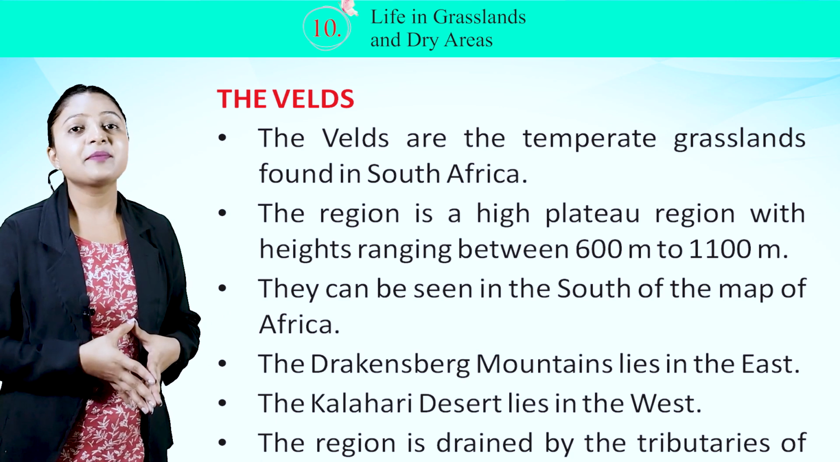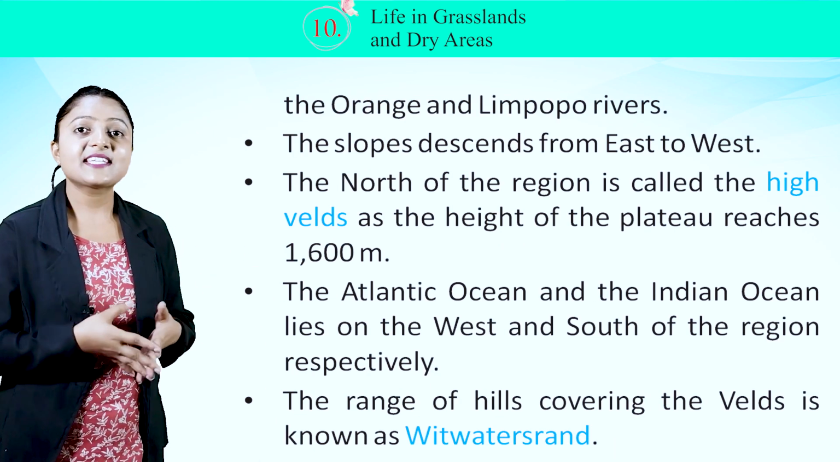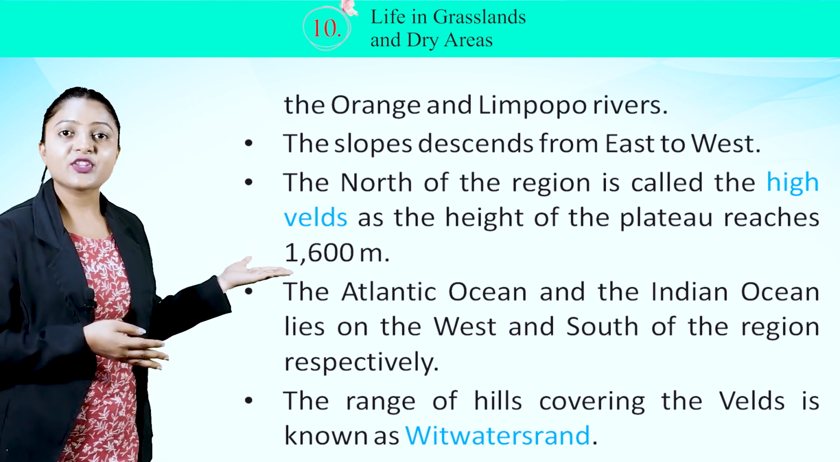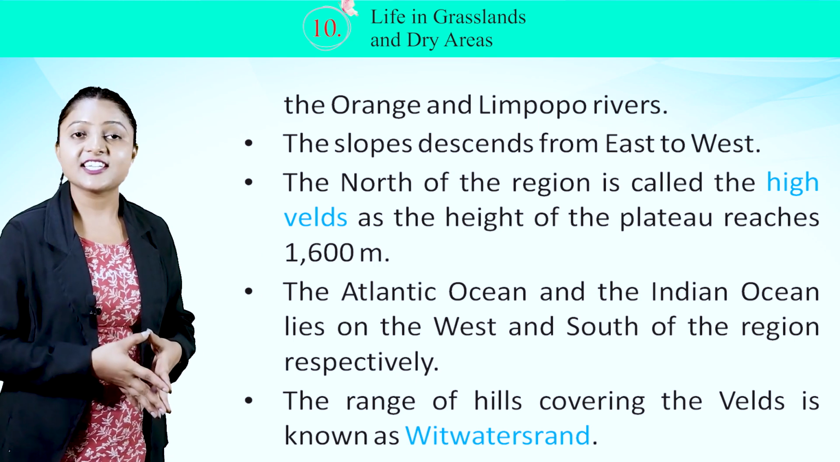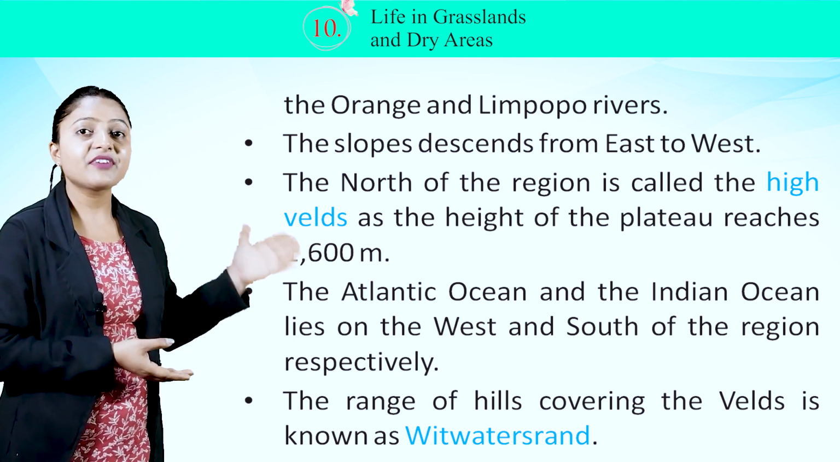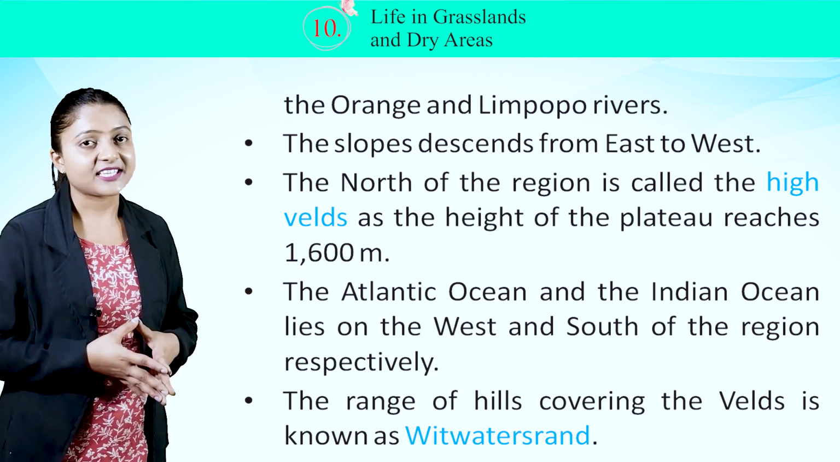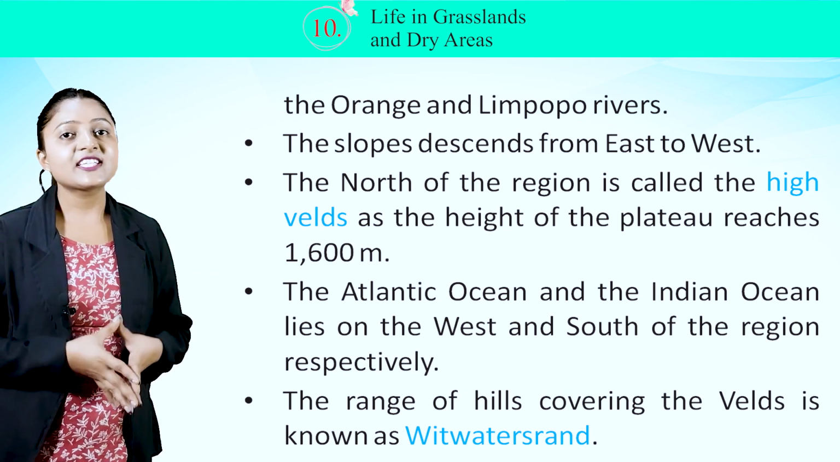The region is drained by the tributaries of the Orange and Limpopo rivers. The slopes descend from east to west. The north of the region is called the High Velds as the height of the plateau reaches 1600 meter. The Atlantic Ocean and the Indian Ocean lie on the west and south of the region respectively. The range of hills covering the Velds is known as Witwatersrand.